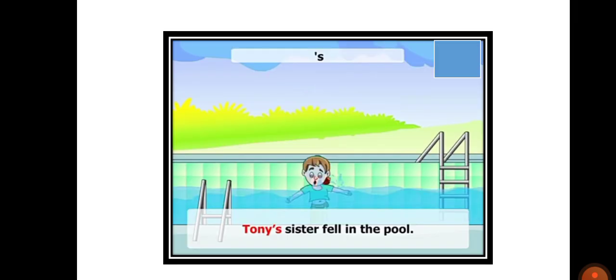Tony's sister fell in the pool. So here Tony's, why have we written Tony apostrophe S? Because we are talking about the sister of Tony. We are talking about the sister that belongs to Tony. So here Tony's sister is telling us the relationship or the belongingness of this sister with Tony.